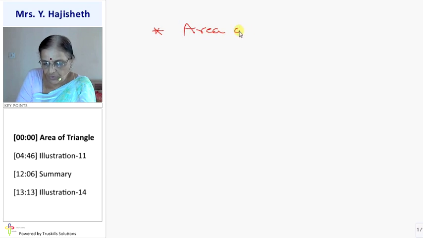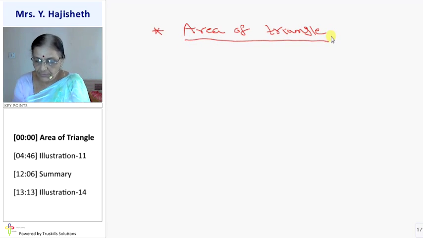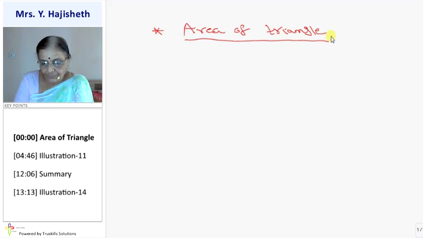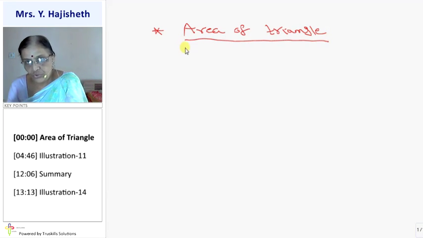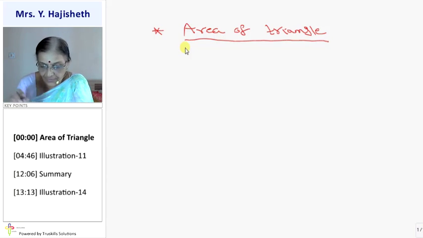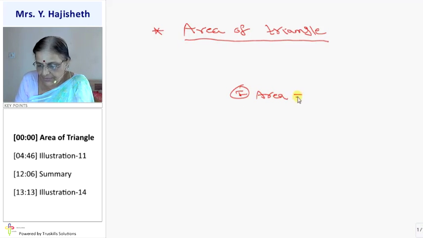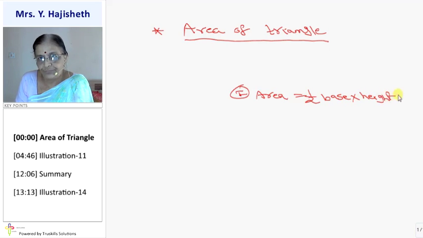Area of triangle. Okay. In your lower standard you have learned two formulas for the area of triangle. One is: area of triangle can be defined as 1/2 base into height. Right? This you have learned in your lower standard.